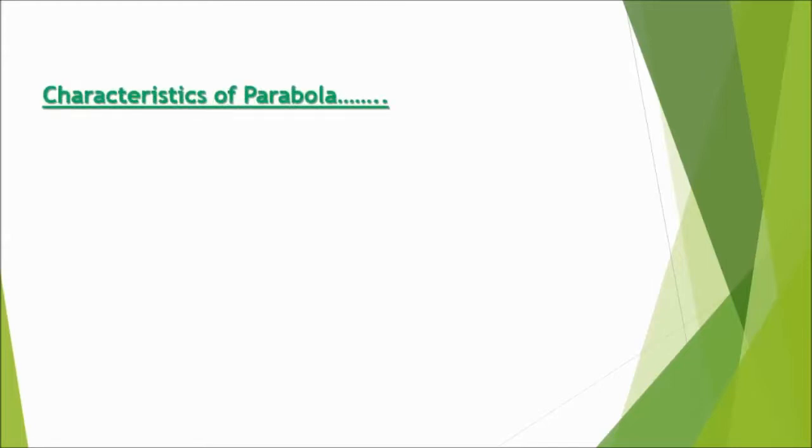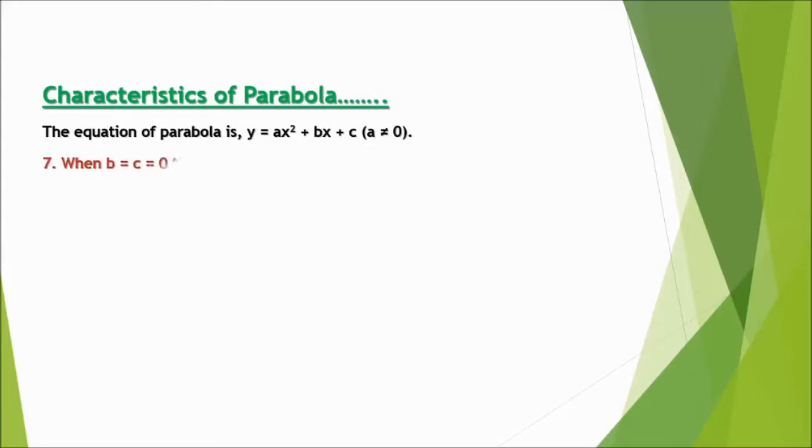Now the next characteristic, here you are going to see the characteristics of the parabola. Here you are going to see both b and c being 0. 7. When b and c both are 0, then what will happen? The equation of the parabola takes the form y is equal to ax squared. Okay, the function takes the form y is equal to ax squared because the second and third terms will vanish, or their value will be 0.